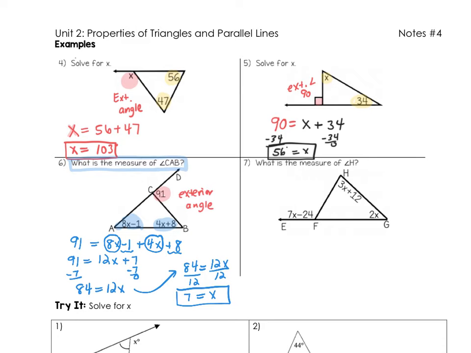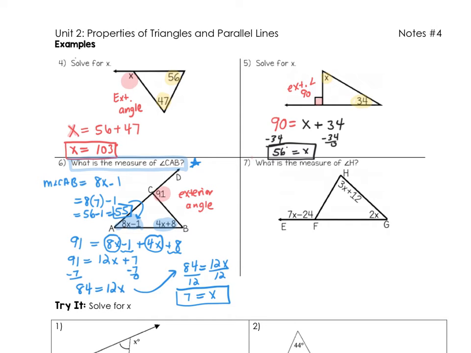Okay, don't forget, there was a follow-up question. So the measure of angle CAB is represented by 8x minus 1. So now we're going to take and plug 7 into that for x. 8 times 7 is 56. 56 minus 1 is 55 degrees. So this angle right here is 55 degrees, CAB.